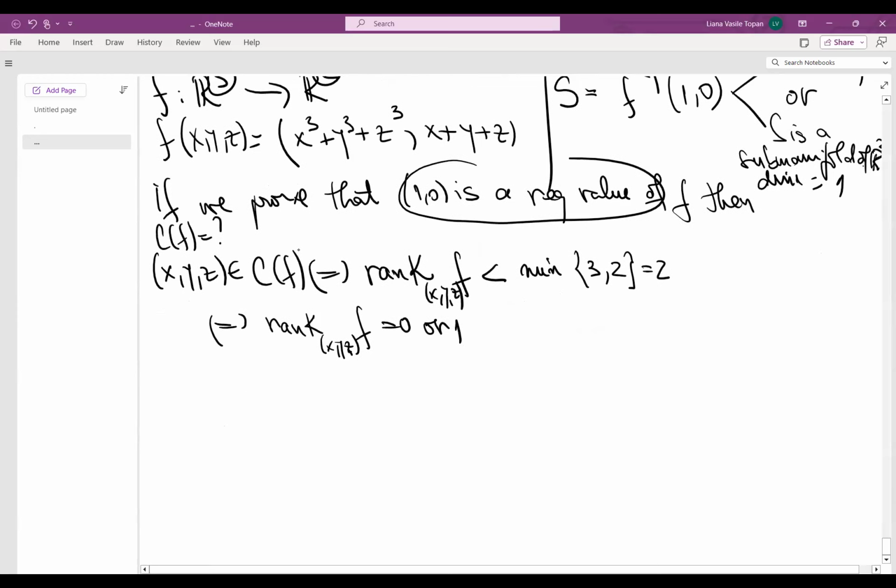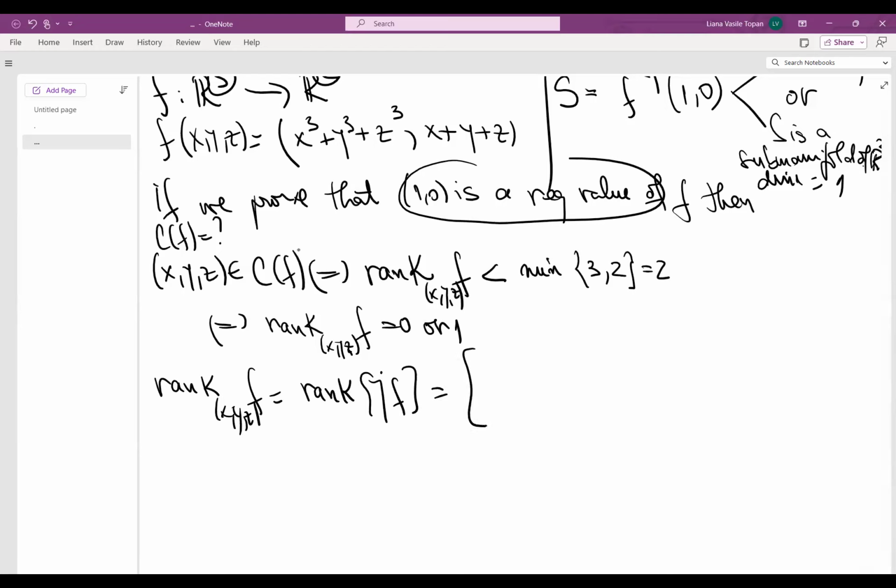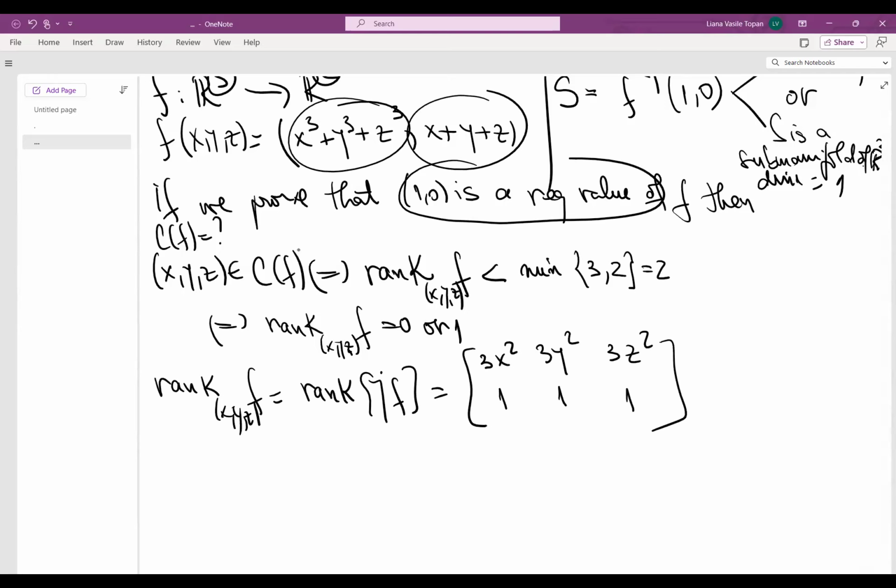Okay, so let's go and calculate the rank of this map at the point x, y, z. So this is the rank of the Jacobi matrix at the point x, y, z. So partial derivatives: the first function, with respect to x, with respect to y, with respect to z. And then the second, with respect to x, with respect to y, with respect to z. So it's something like this. We want this rank to be 0 or 1. Now, it cannot be 0 because you have non-zero entries. So this rank must be 1.